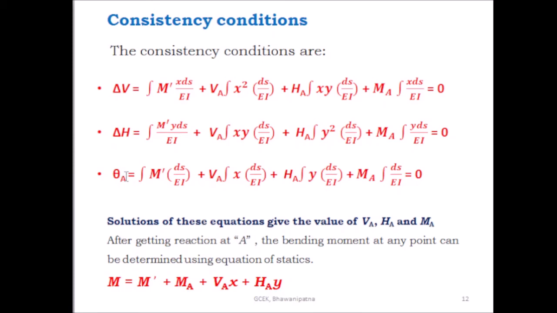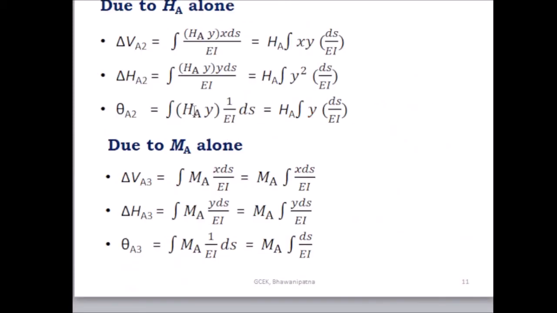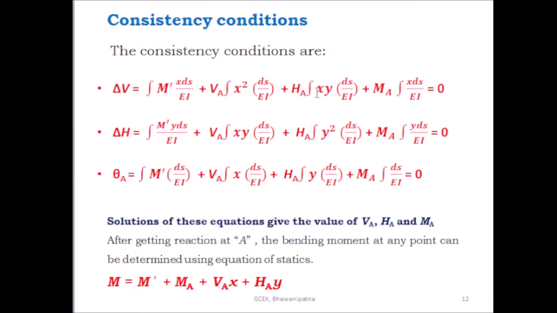Since the rotational displacement theta is equal to integration m dash ds by EI plus VA integration x ds by EI plus HA integration y ds by EI plus MA integration ds by EI, it is equal to 0. So the net displacement is 0 from the consistency conditions. From the consistency conditions, delta V is equal to 0, delta H is equal to 0 and delta theta A is equal to 0. So you put the values of VA0, VA1, VA2, VA3 here, and here you put HA0, HA1, HA2, HA3, and here you put theta A0, theta A1, theta A2, theta A3. So the net displacement is equal to 0.